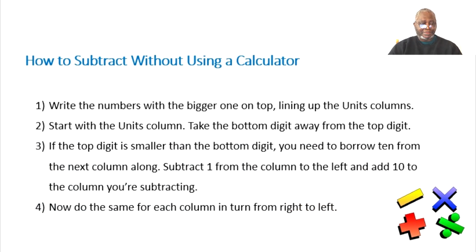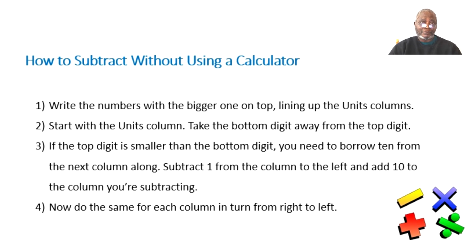Now let's look how to subtract without using a calculator. Write the numbers with the bigger one on top, line up the units column, and then step 2, start with the units column. Take the bottom digit away from the top digit. And then in step 3, if the top digit is smaller than the bottom digit, you need to borrow 10 from the next column along. Subtract 1 from the column to the left and add 10 to the column you are subtracting.